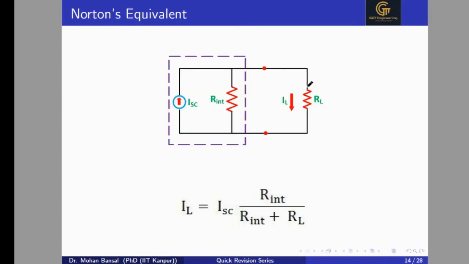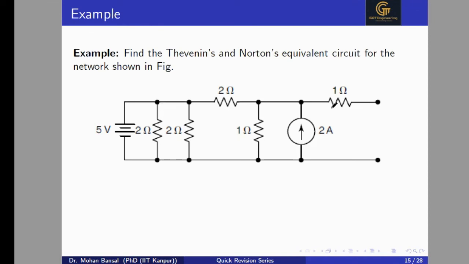Now we can compute the IL by using the current dividing rule again. ISC into RN divided by RN plus RL will be the IL. That is the load current in the resistance RL.